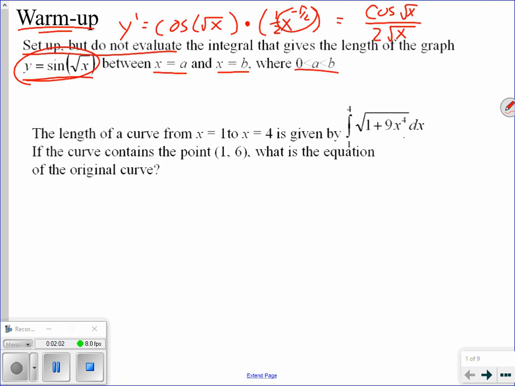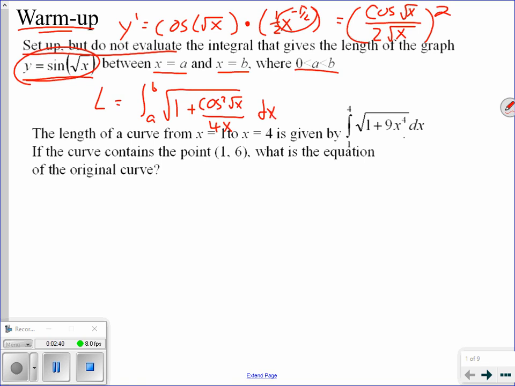Now, if I want to set up arc length, this is just a review of yesterday. Our length is equal to the integral from a to b of the square root of 1 plus f prime squared. If I square everything from my f prime above, that would be the cosine squared, square root of x, over 4, and then x squared, square root of x is x. You could have left that as this entire thing squared if you wanted to, but I went ahead and simplified it down.